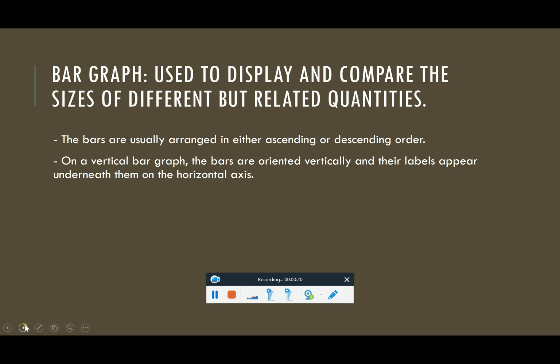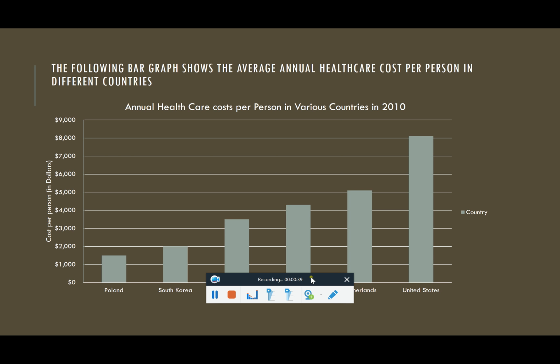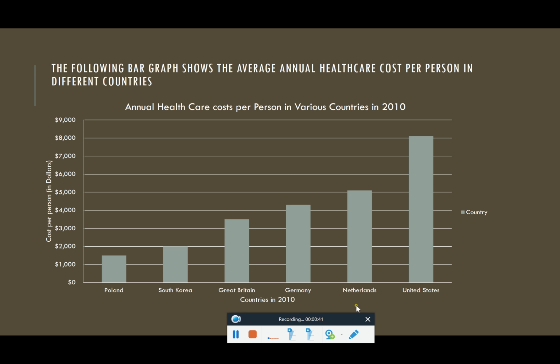You'll usually see the bars arranged in either ascending or descending order. In a vertical bar graph, the bars are vertical, and the labels appear horizontally. Here's an example of one, and this is one that I got out of your book. It's like the first example.